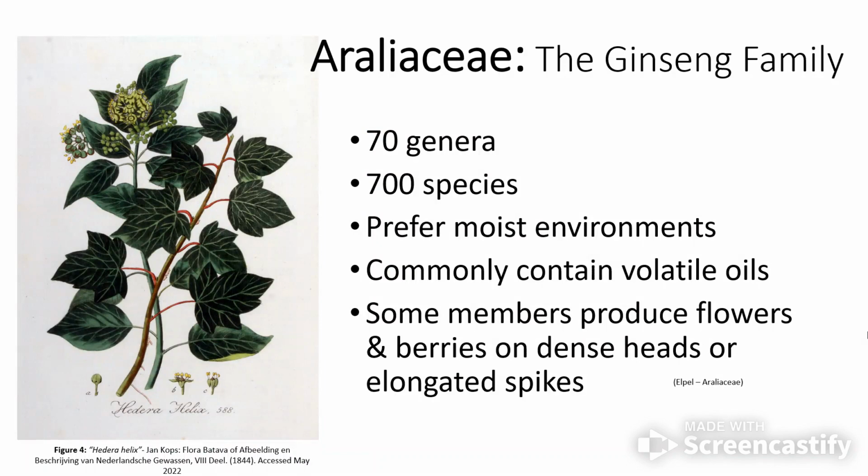Broadly speaking, the Araliaceae family includes 70 genera and around 700 species. They prefer moist environments and are often known to contain volatile oils. Some members will produce flowers and berries on dense heads or elongated spikes. Seen on the left side is an illustration of Hedera helix, a member of the Araliaceae family commonly known as English ivy.